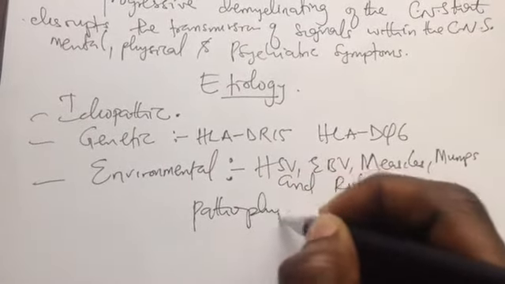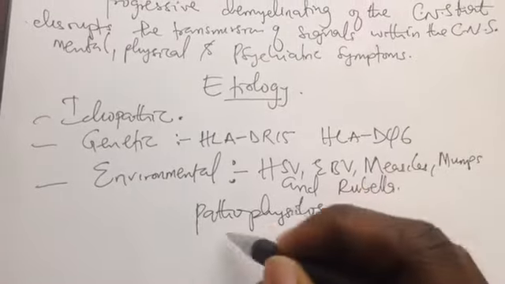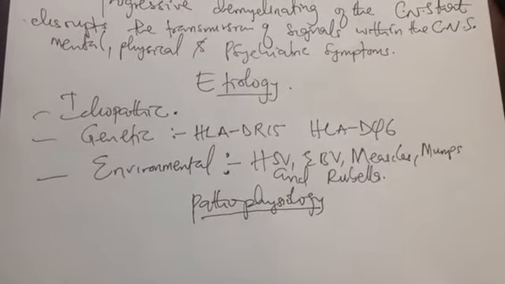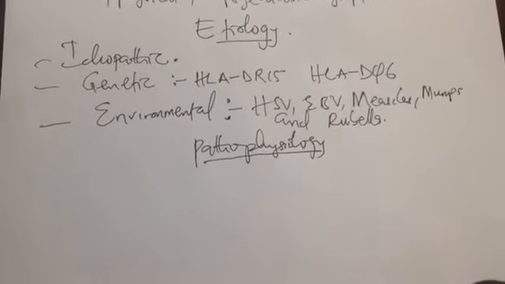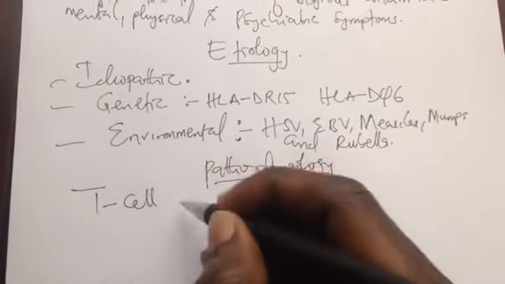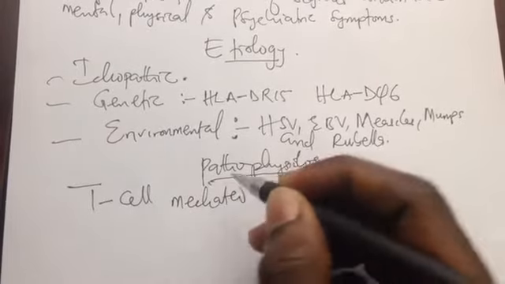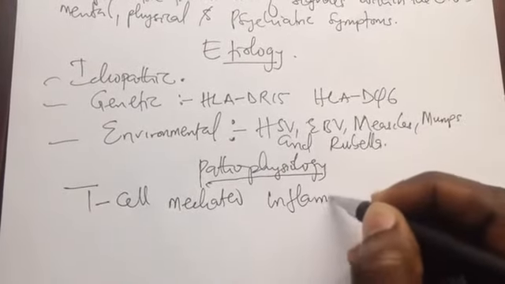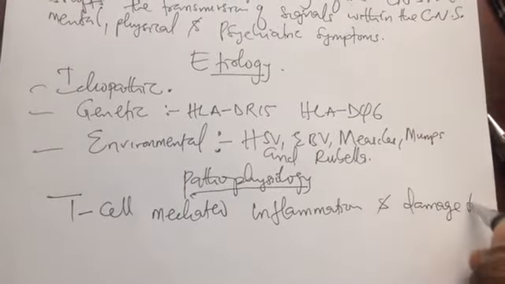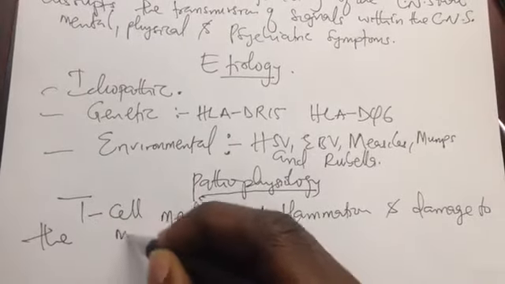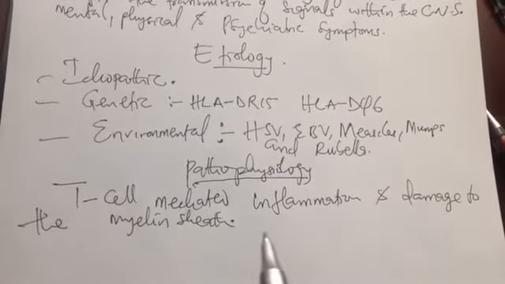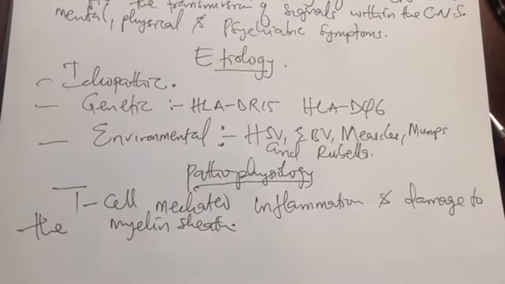In the pathophysiology of multiple sclerosis, among the factors believed to cause this demyelination is an unregulated immune system. That is an autoimmune cause, in which T cell mediated inflammation and then damage to the myelin sheath in the central nervous system occurs. So this is what is believed to be the pathophysiology.